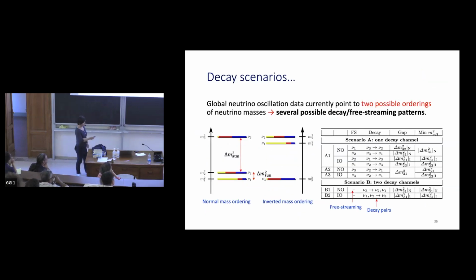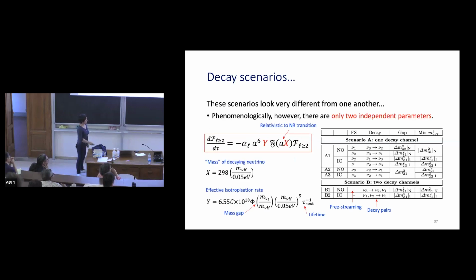So here's some revised lifetime bound. We consider various scenarios. For example, A1 here corresponds to the normal hierarchy, so it's over here. We've kept nu1 as a free streaming particle, and then we have nu3 decaying to nu2. So that's the first scenario, and so on and so forth. Okay, looks kind of ugly.